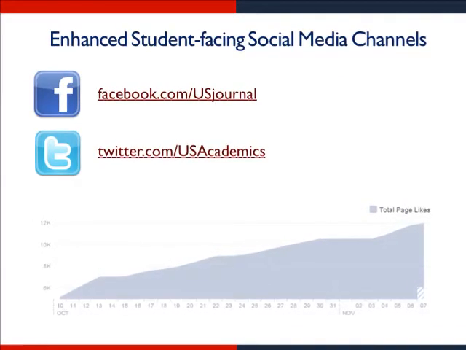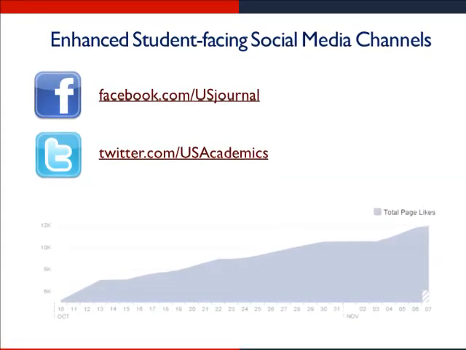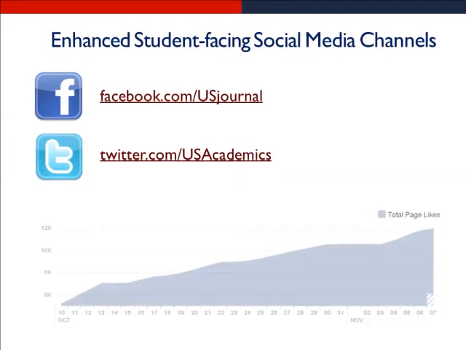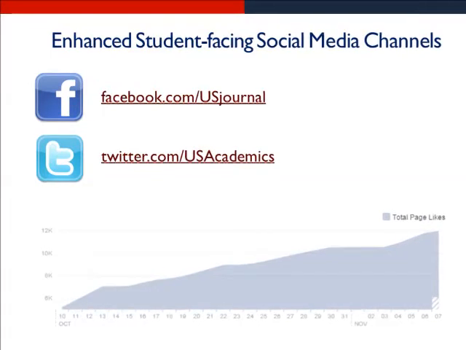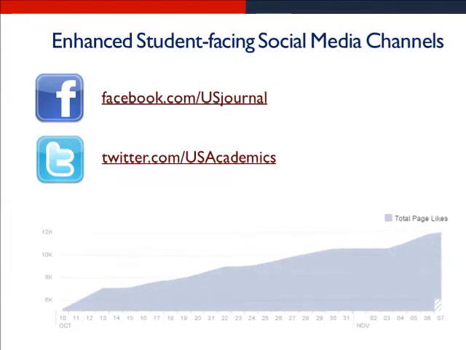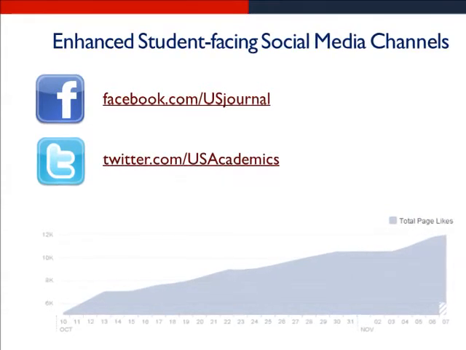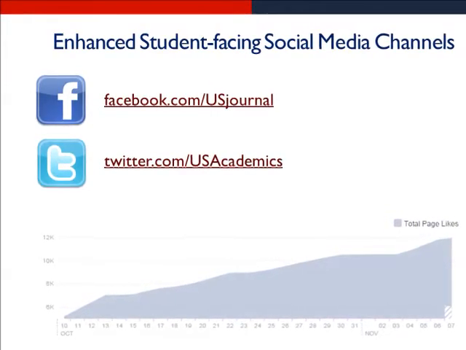We've taken a very deliberate approach to Facebook and Twitter. So you'll find these links, by the way, at the lower right of every page within usjournal.com. We just brought on a new social media director last month who has taken us from a few hundred likes to more than 12,000 in just a few weeks. So that's a very fresh pool of likes and followers.